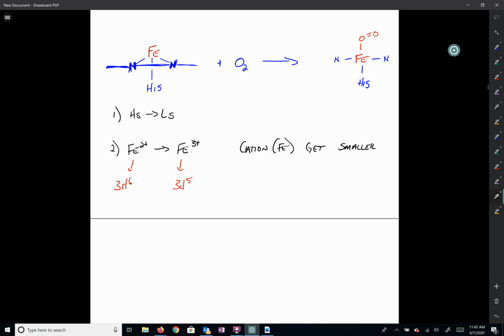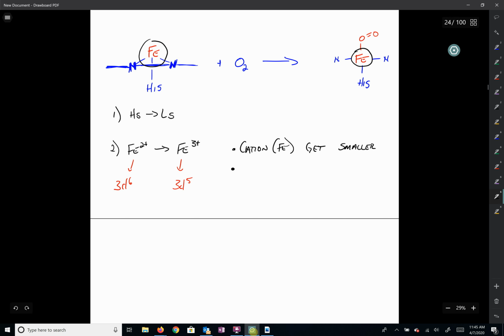So if we transfer an electron to the oxygen, because that electron has to go somewhere, if we're going from 2 plus to 3 plus, that electron has to go somewhere. Likely it's going to go to the oxygen. And the consequence of this is the cation's going to get smaller. So the thought is that iron 2 plus is too big of an ion to sit inside the porphyrin ring. But if it goes to 3 plus, then maybe it gets smaller and it can fit inside the porphyrin itself.